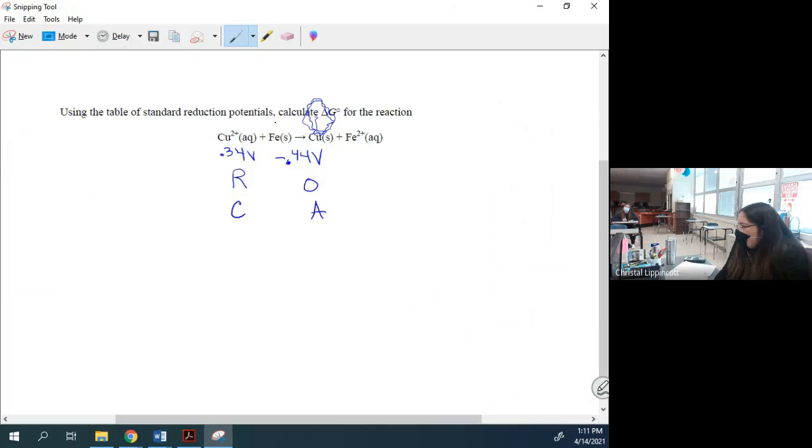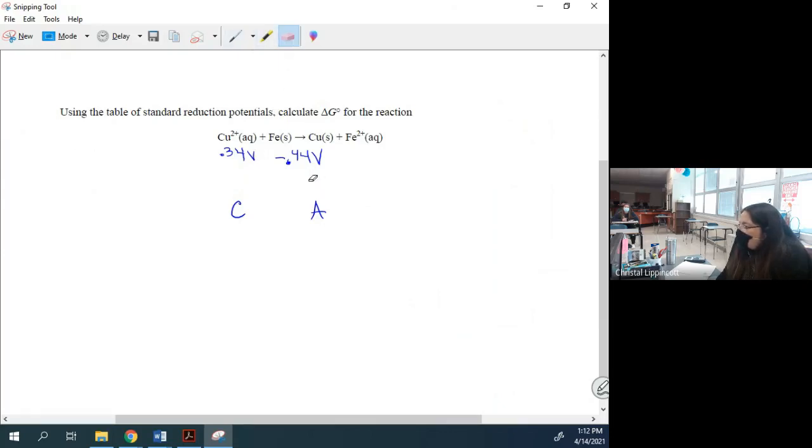This iron, though, is going to get smaller and smaller until it's all used up and all of its electrons have been transferred. So this will get smaller, and this is going to get bigger. All right, that's just a little bit of a review from the stuff that we studied yesterday.